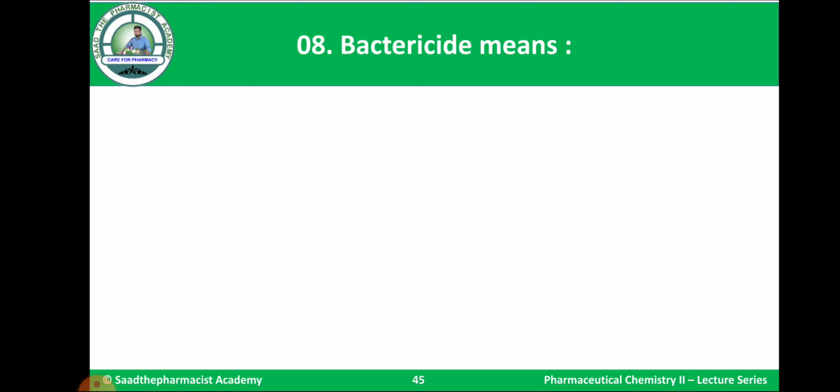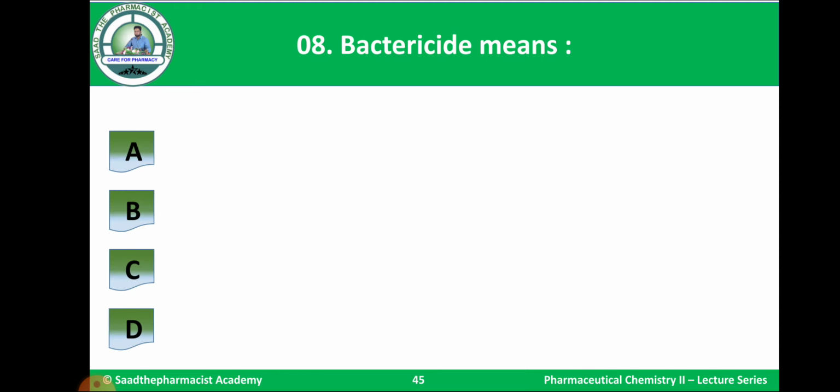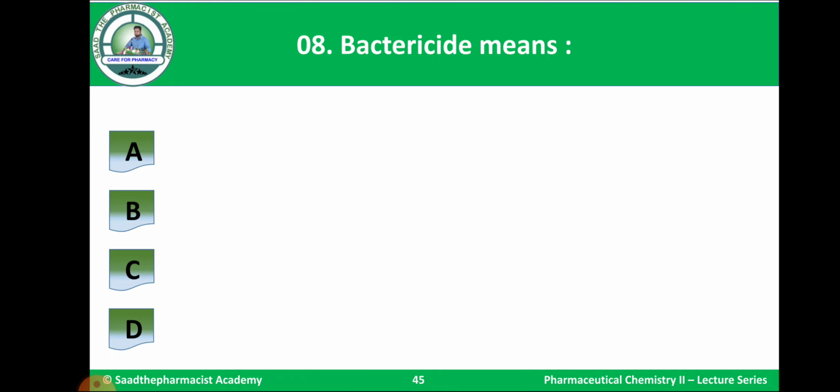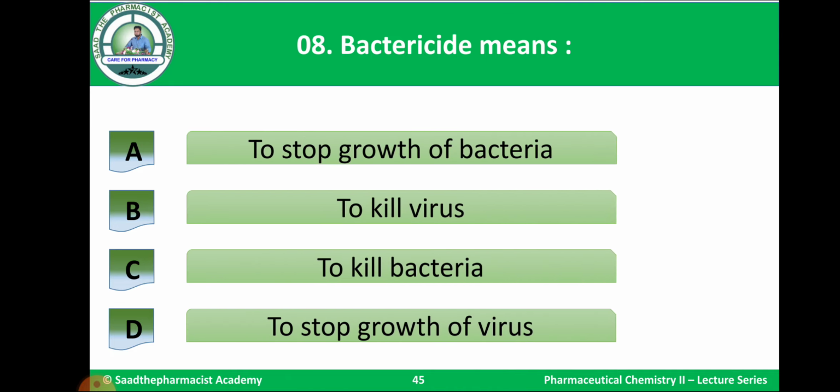Question number 8: bactericide means. The options for this question are A. to stop growth of bacteria, B. to kill the virus, C. to kill the bacteria, D. to stop growth of virus. The correct answer for question number 8 is to kill the bacteria. As you know very well, cide means to kill, and bacteria is for the bacteria. Therefore, the correct answer is to kill the bacteria.